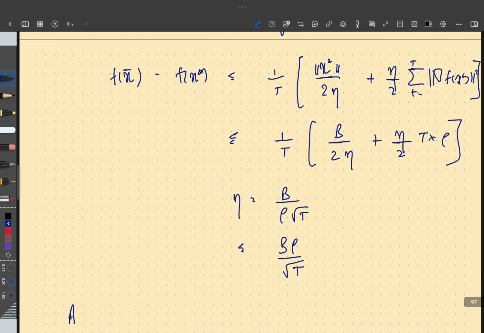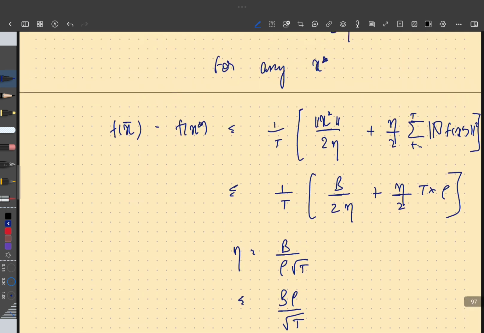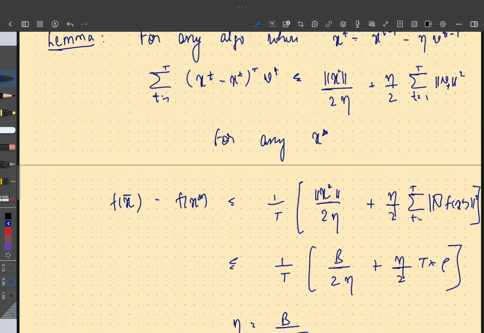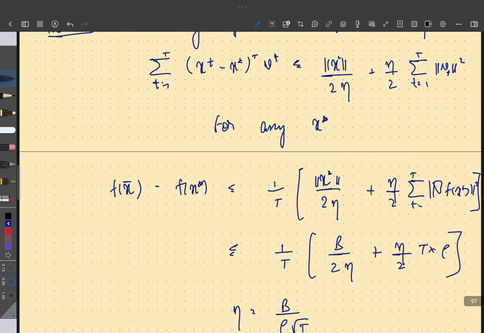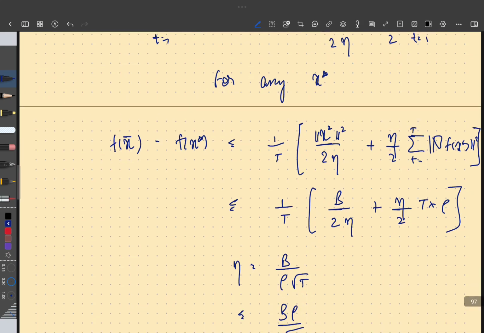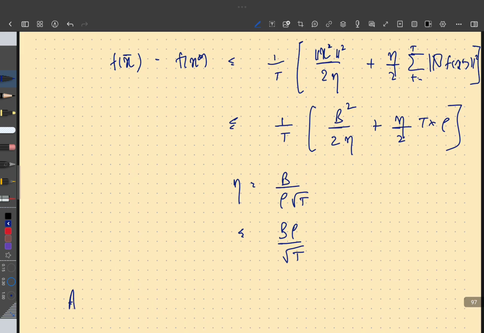Should the norm of x star be squared? Square, and it should be rho square as well. Then you get eta. Yeah, I think I wrote this wrongly. So I think this would be b square. Correct. So this would be rho square. Correct.